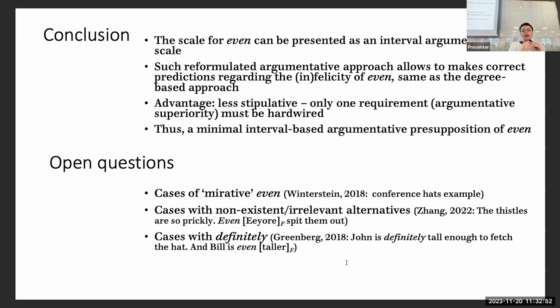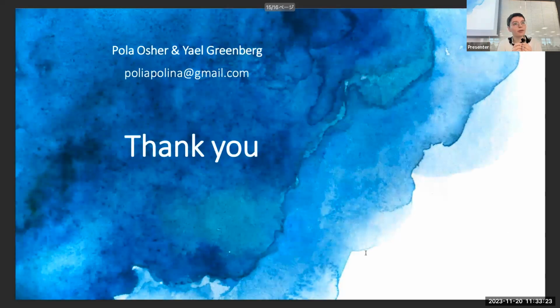And the third one are cases with definitely. I have an example for reference for you. John is definitely intolerant of fish head and Bill is even taller. So in my opinion, all three cases, in fact, pose some challenges to the suggested account. I'm not going to go into detail now, but I will be happy to discuss the challenges that these cases provide. Thank you very much.